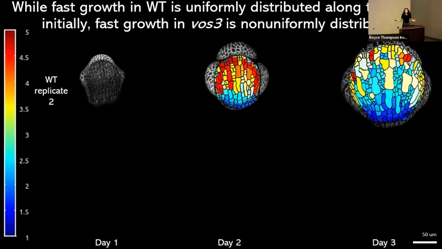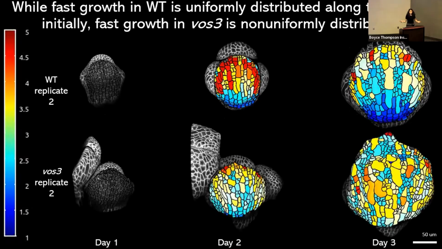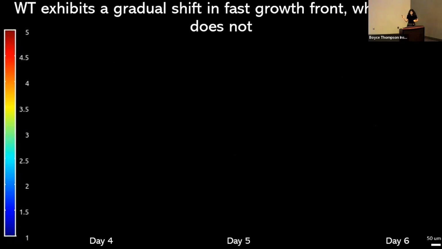Now, when we look at our second set of replicates for wild type and VOS3, we see again similar patterns. You start off with that very fast growth on day 2, slower growth on day 3 with a uniform distribution around the edges of the sepal. When we look at VOS3, we again see slightly less fast growth on day 2. And on day 3, you again have that patchy random distribution of quickly growing cells throughout the sepal.